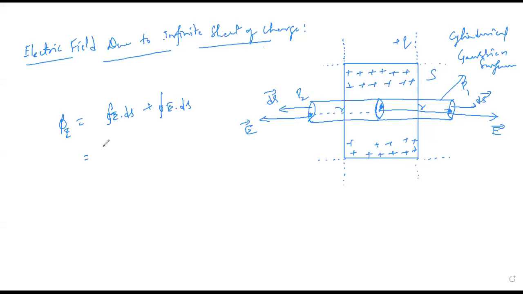When you take the angle between these two, it will again be 0. So it should be E dot s, and this will be E dot s, and this can be written as 2Es. Now the total charge enclosed by this cylindrical surface will be rho s. So the total flux is 2Es, and from this Gaussian surface the total charge should be equal to rho s.